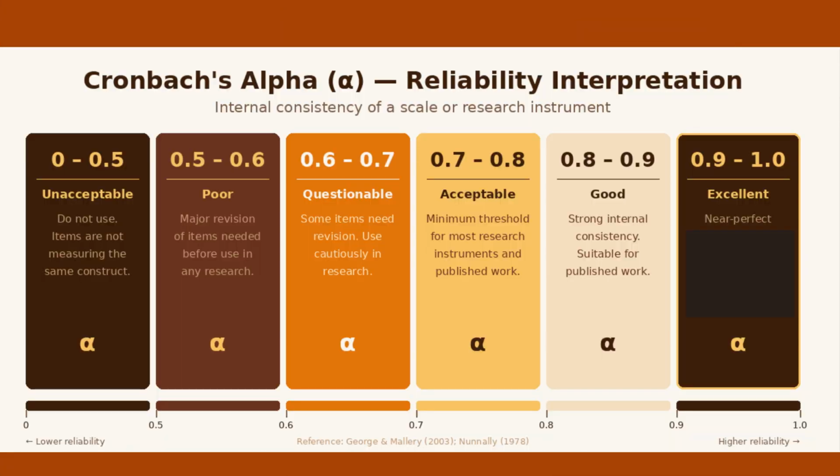So on your screen is how to read that number. If you have 0.9 and above, you have an excellent instrument. But if you have anything below 0.6, then your instrument is poor. Now, in most research, or let me say in nursing research, the acceptable number is from 0.7 and above.